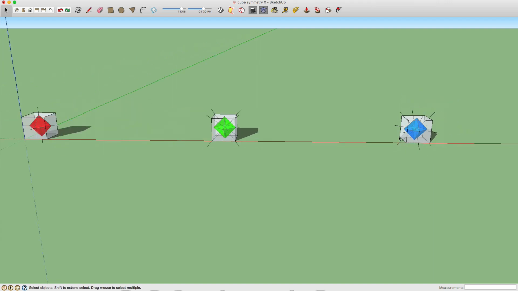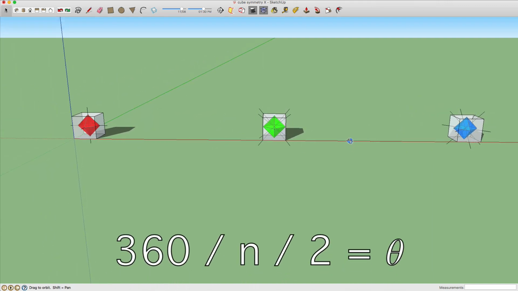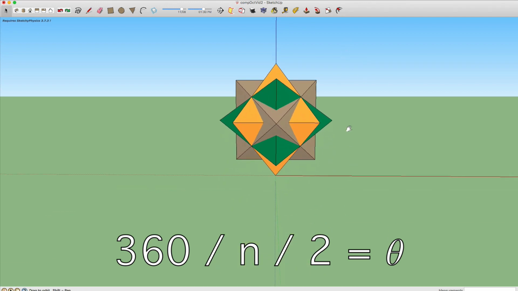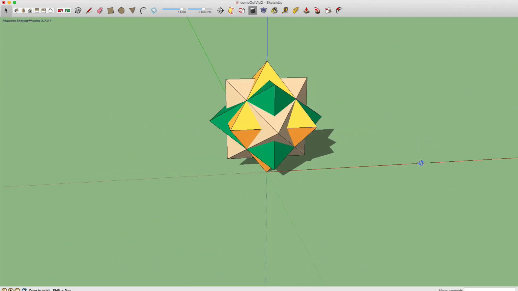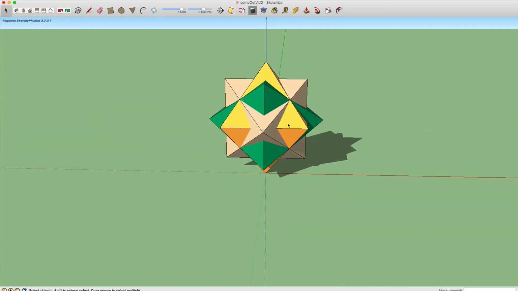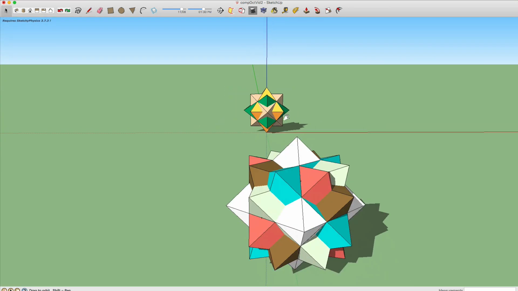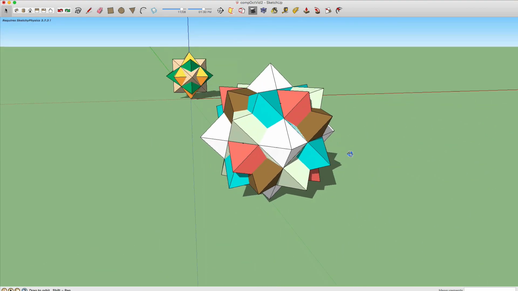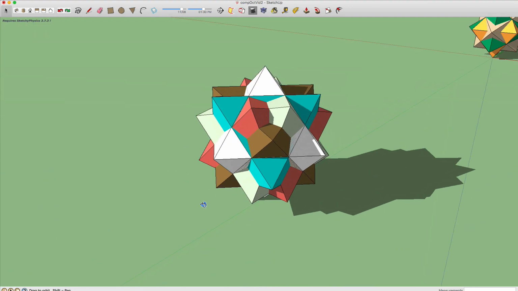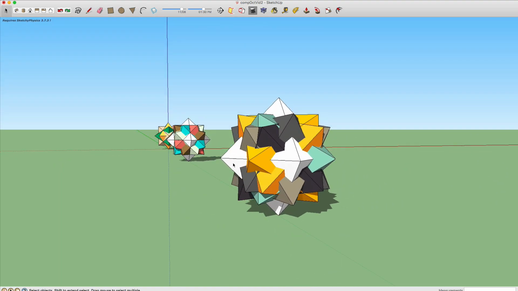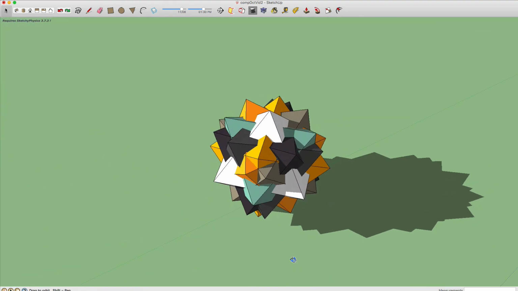Recall the rotation formula for constructing compound polyhedra revealed in the previous video. Applying that formula to the four-fold axis of the octahedron renders this simple yet remarkable form. Here is the result from applying this method to the octahedron's three-fold axis of symmetry. Some say that more is better. In the case of the compound of 6 octahedra, they may very well be correct.